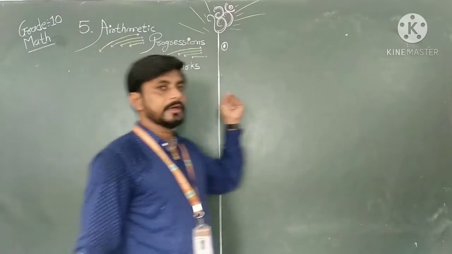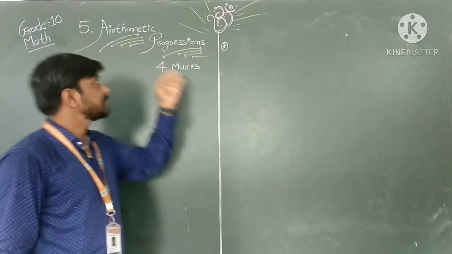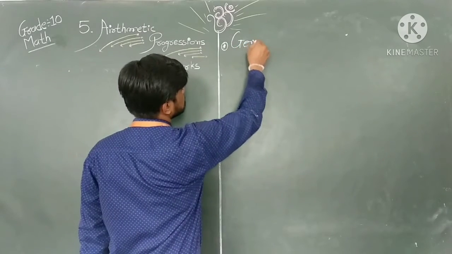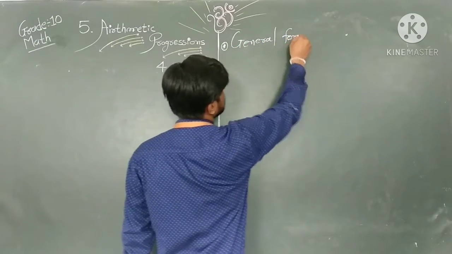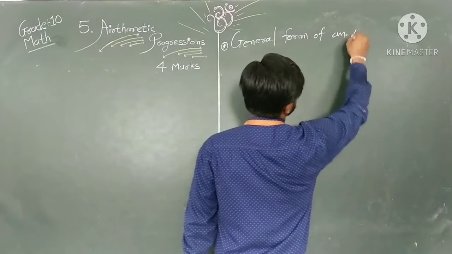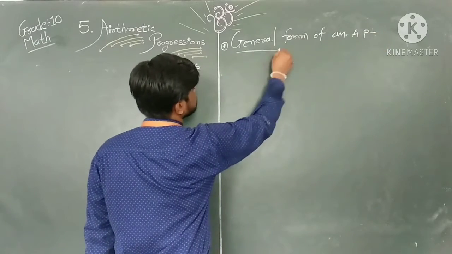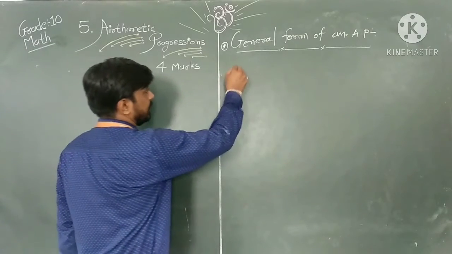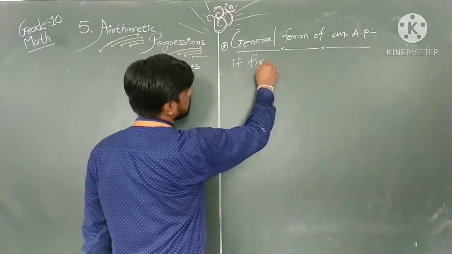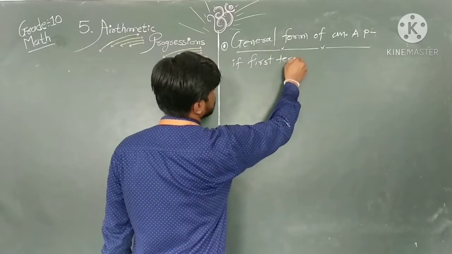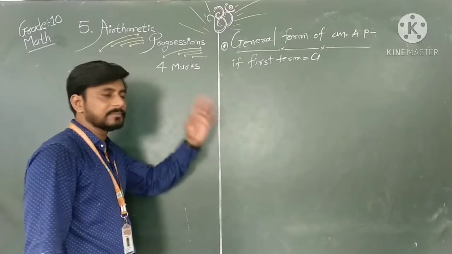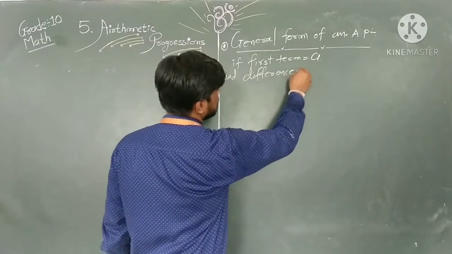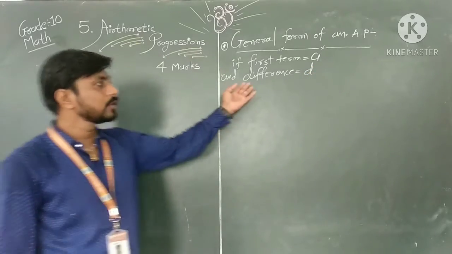Okay, now look here, we discussed the general form of an arithmetic progression. So look, what is the general form of an AP? This is the most important topic of this chapter. Suppose I consider the first term is A and the difference is equal to D. Difference means between two consecutive terms.